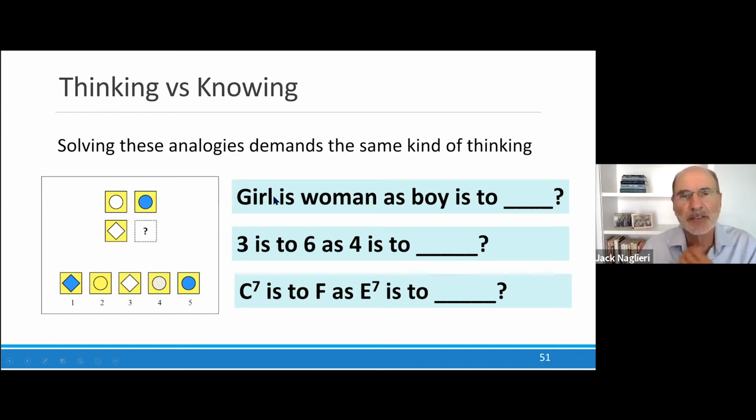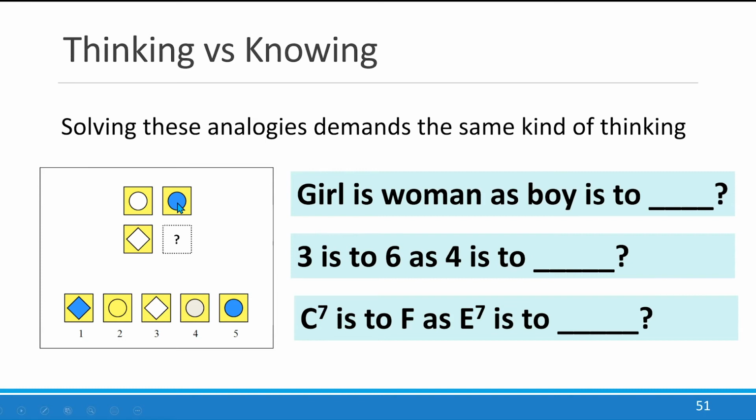So now how about this? Girl is to woman as boy is to, obviously, man. Look at this. Girl is to woman as boy is to man. Same thinking, right? 3 is to 6 as 4 is to 8. Same thinking. Now, is anyone in the audience today a musician and can answer the last one? Does anybody know?